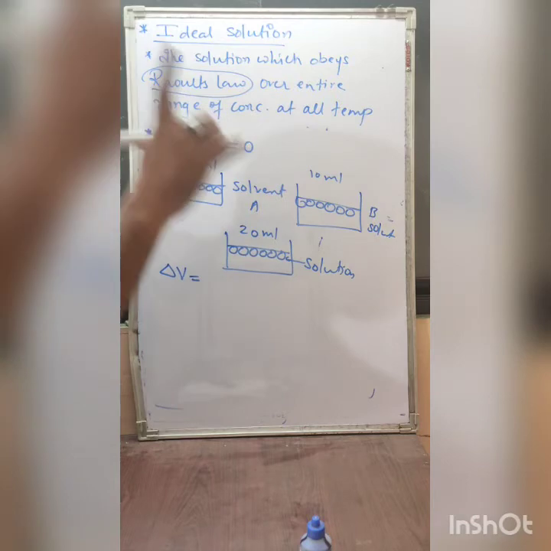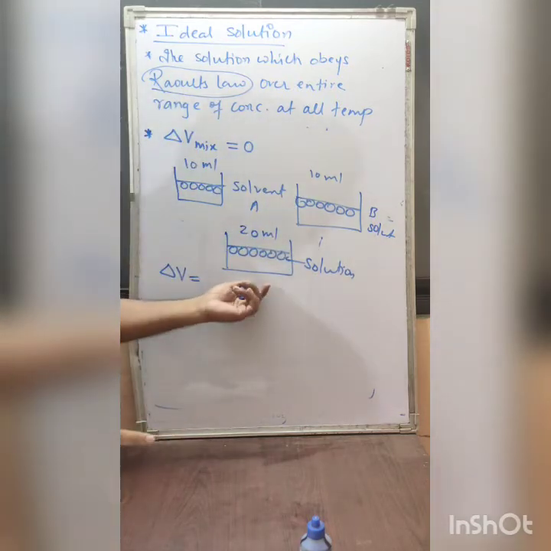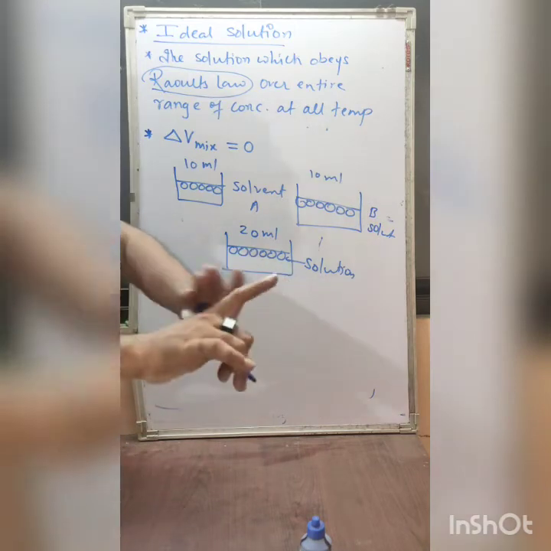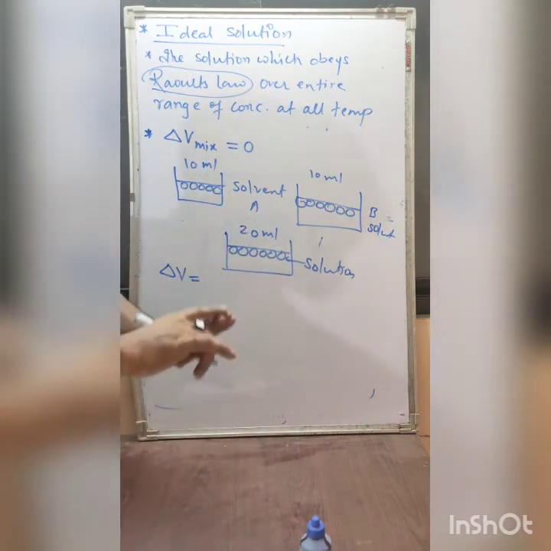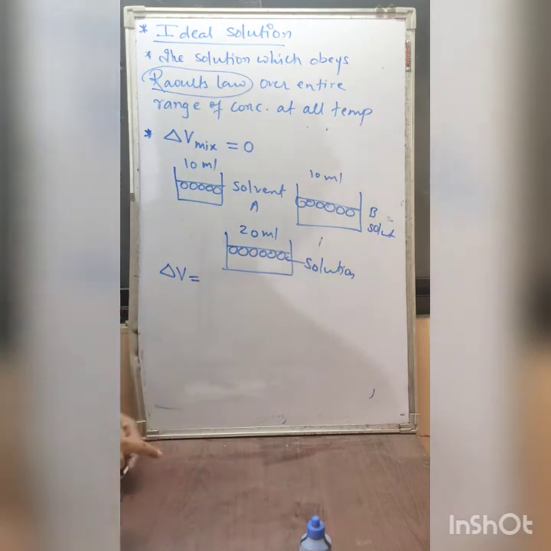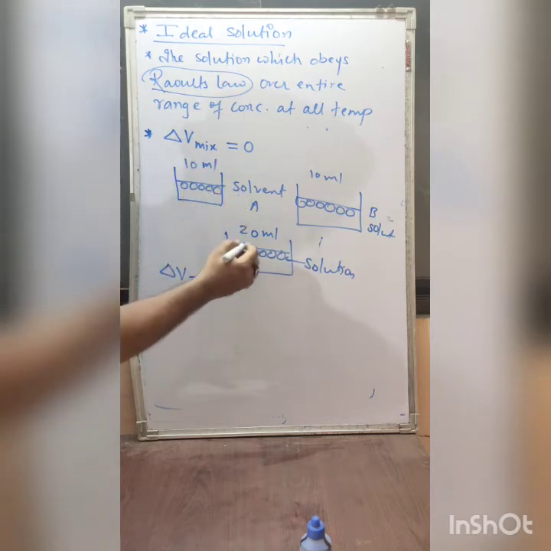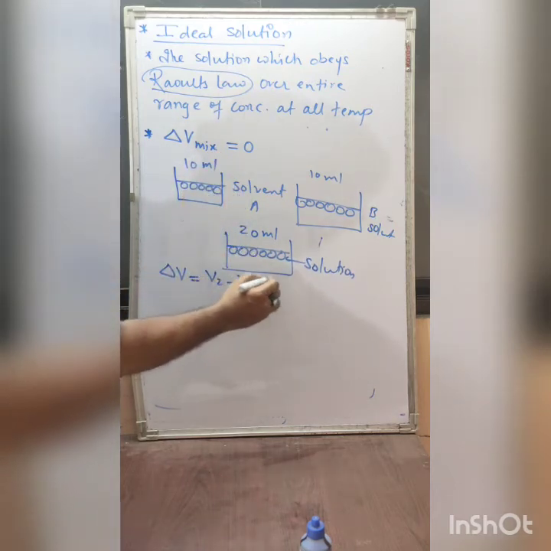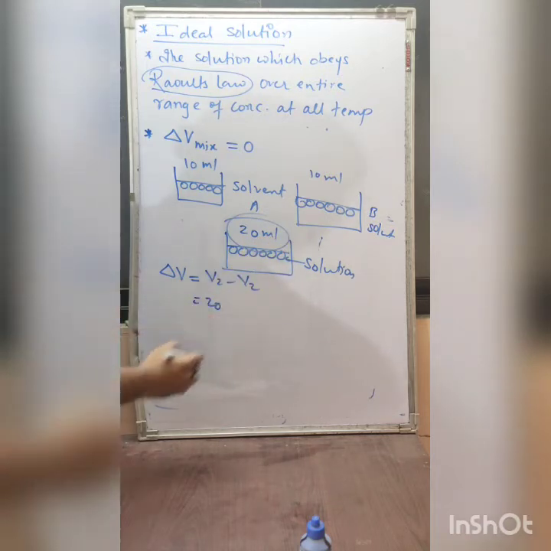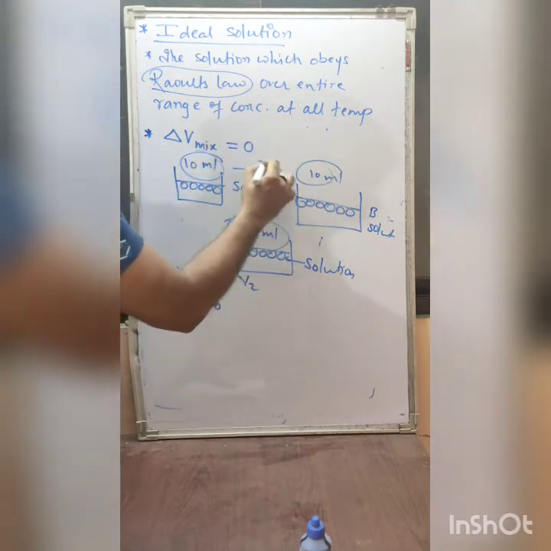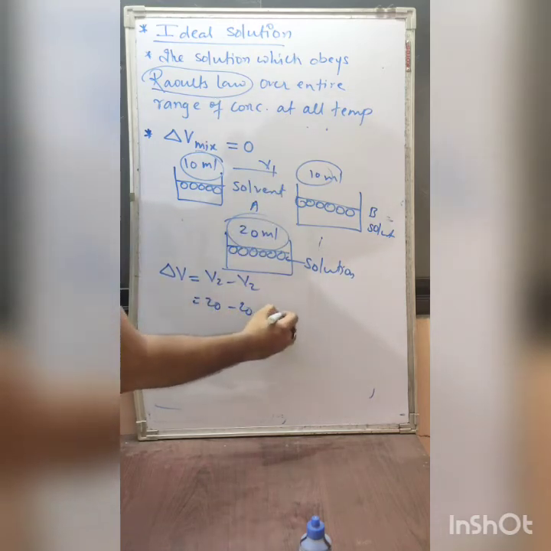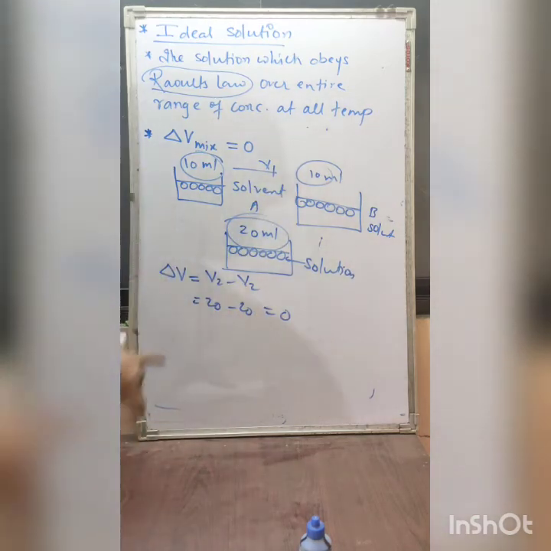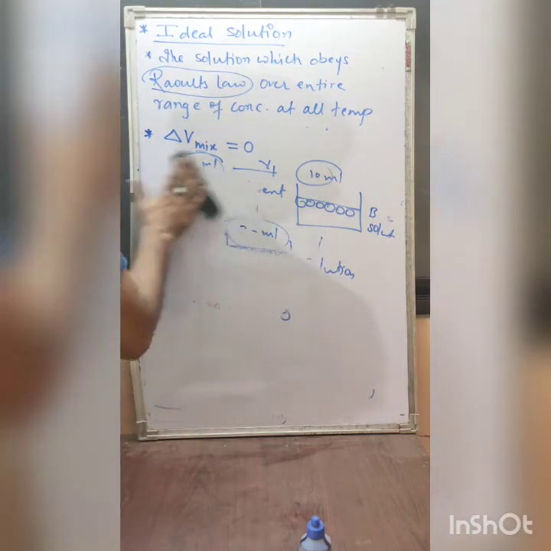When the initial total volume and the final volume of the solution are the same, the final volume does not decrease or increase, at that condition what do we call it? Ideal solution. So initial total volume and final total volume: suppose V2 is 20 and the initial total volume V1 is 20. So it will be 0. So this is the second condition for the ideal solution, delta V mix is equal to 0. Now the third condition.